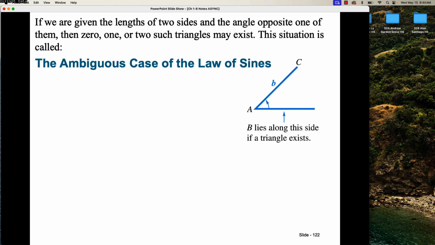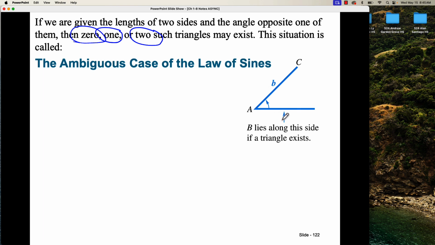If we're given the lengths of 2 sides and the angle opposite one of them, then there are 0, 1, or 2 such triangles that may exist. Think about that. Given the lengths of 2 sides and the angle opposite one of those sides, maybe it's impossible to construct a triangle. 0 triangles may exist. Maybe there is one unique triangle that you can create with those 3 measurements. Maybe there are 2 such triangles that you can create with those given measurements. This situation is called the ambiguous case of the law of sines.